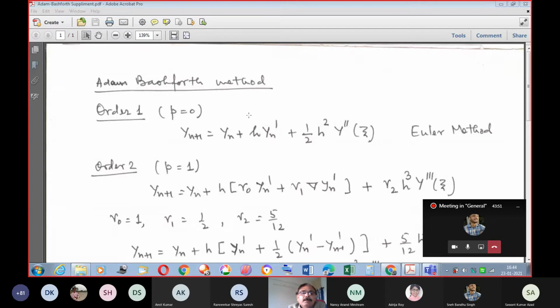Now, for p equal to 0, there the local truncation error was s to power p plus 2. So if p equal to 0, the local truncation error will be second order, so the order of the method will be 1. Because I cannot show it here, I will just read it.